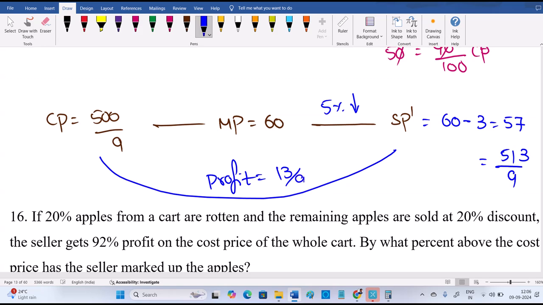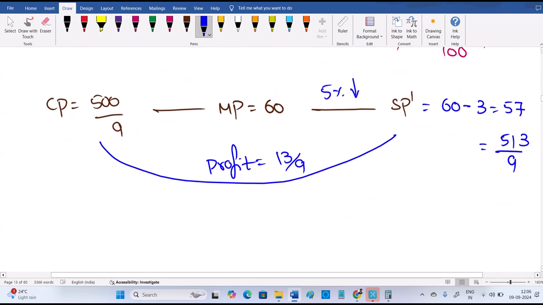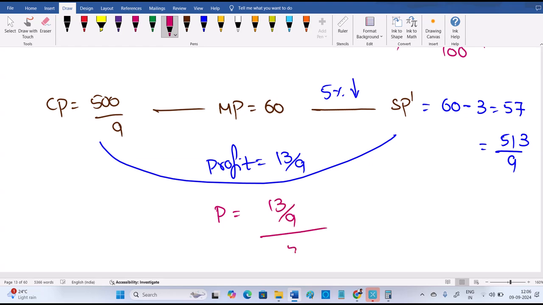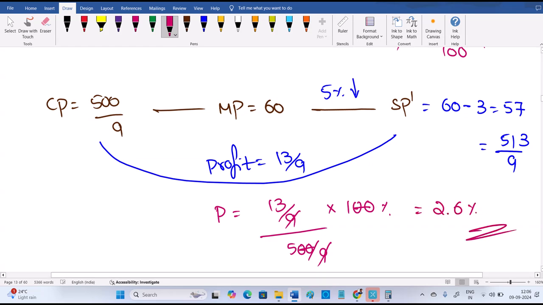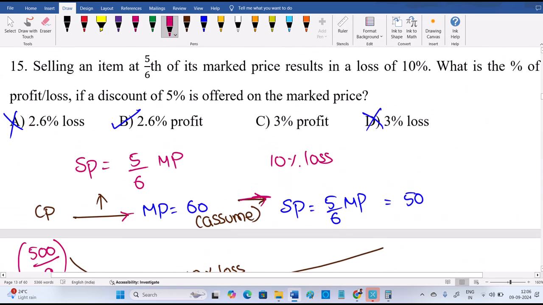13 by 9. What is the profit percentage? Profit should be calculated with respect to cost price. So 13 divided by 9, whole divided by 500 by 9, the 9 gets cancelled, into 100. This is 13 divided by 5, 2.6% profit. Cost price to selling price. So the answer is 2.6, profit, not loss.